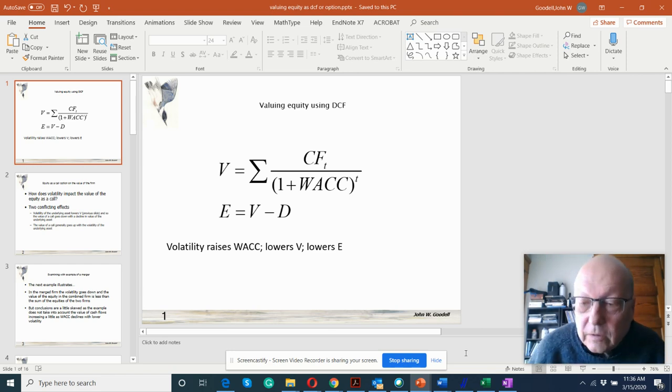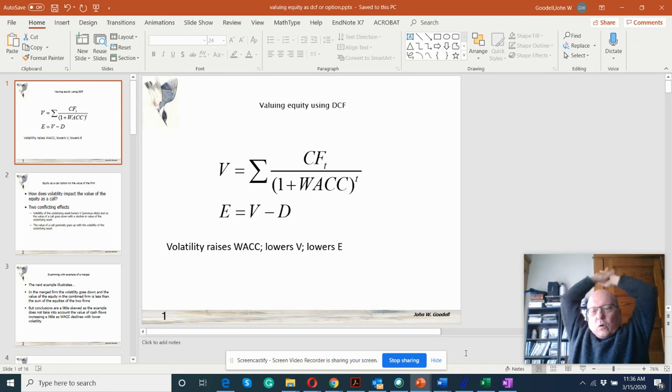Hello again. Just continuing with talking about valuing equity as a call option on the value of a firm. It's interesting to compare the normal way of doing the valuation of equity, with discounted cash flow, versus valuing equity as a call option on the value of the firm.